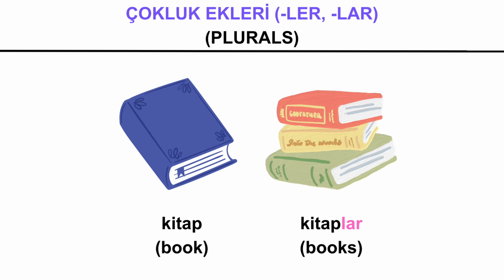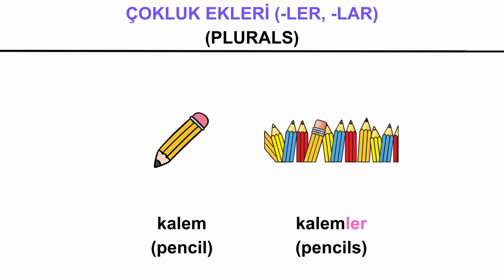Before I dive deep into the grammar, I would like to show you at a glance how we make nouns plural. Let's take the word kitap. Kitap is book. When we want to say books, we say kitaplar. So we add lar to make the noun plural. Let's take another word, kalem. Kalem is pencil. When we want to make this pencils, which is plural, we say kalemler.